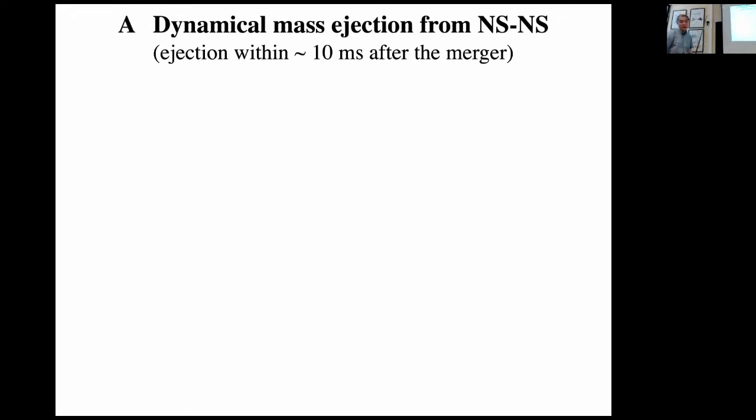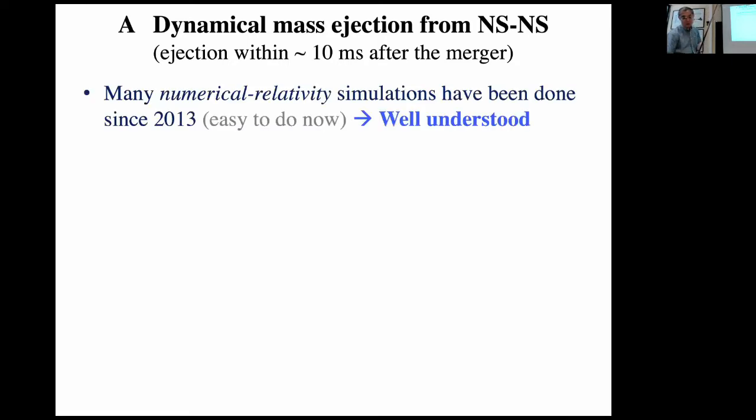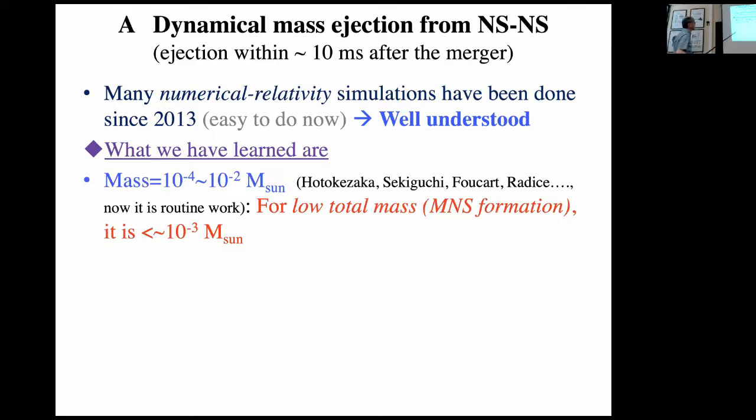As I said, there are two types of mass ejection channels. One is dynamical mass ejection, which occurs within 10 milliseconds after the merger. For this, many numerical-relativity simulations have been done since 2013, and I think it's well understood. In fact, we have learned that the mass of the ejecta is between 10⁻⁴ and 10⁻² solar mass, so at most 1% of a solar mass. The other important fact is that in the case where a massive neutron star is formed, the total mass of the binary should be small. In such a case, the ejecta mass is not very large.